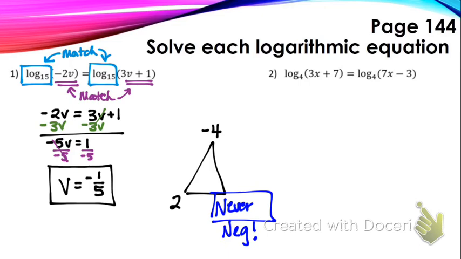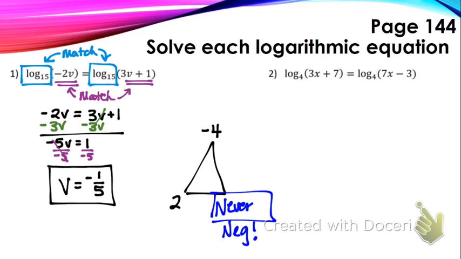If I take -1/5 and I put it in here for v, would this set of parentheses, because that's my whole argument, be a positive or a negative number? Positive. Why? Two negatives make a positive.